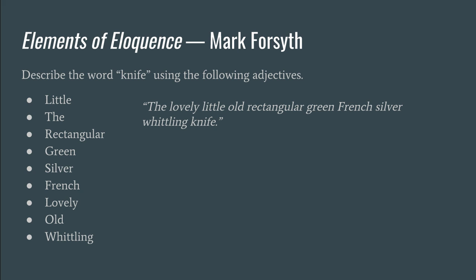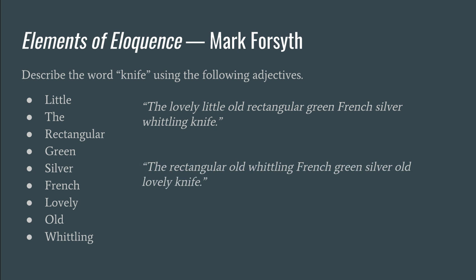If you say it in a different order, it doesn't make any sense, like this: the rectangular old whittling French green silver old lovely knife. And I just realized that I have old in there twice. But either way, it just sounds a little bit odd. It doesn't really make any sense. Even though it's all the same words, it doesn't really fit in that order. So this is a very recent example of generative grammar.